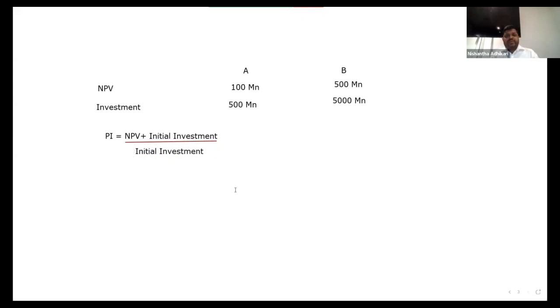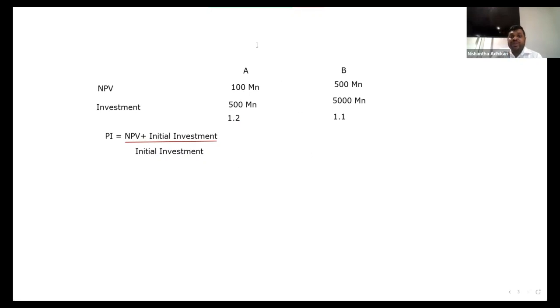If you work out this illustration accordingly, 100 plus 500 divided by 500 becomes 1.2 times. Here it is 1.1. If you calculate based on the profitability index, project A will give the highest profitability index. Therefore, without looking at the absolute NPV value, when the investment is different, you have to calculate the profitability index.